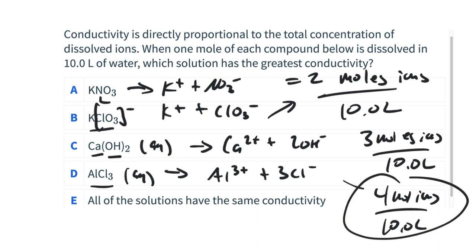And so, of course, that one's going to lead to the highest ion concentration. So here we're going to have 4 over 10 instead of 2 over 10 or 3 over 10. And so compound D gives us the highest ion concentration in the solution and hence the greatest conductivity. So conductivity is increasing due to the presence of these electrolytes in the solution.